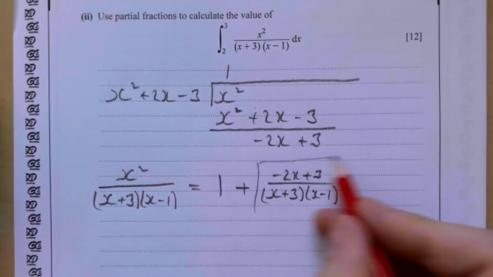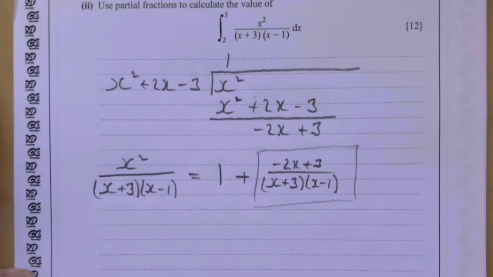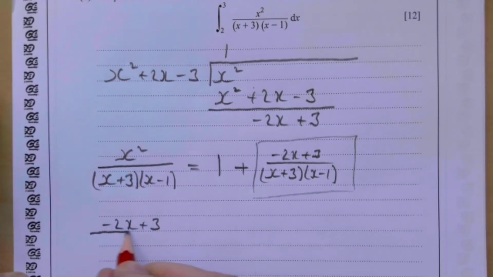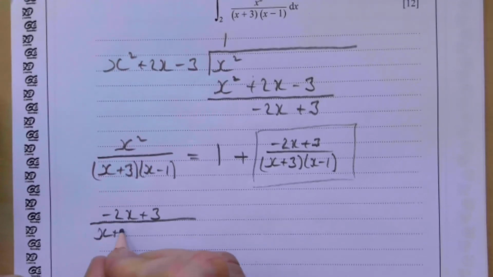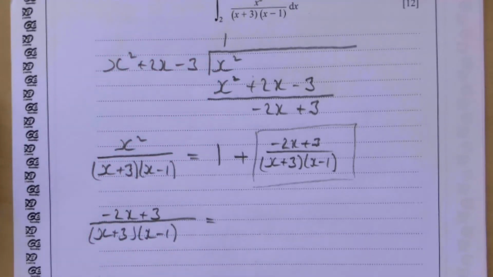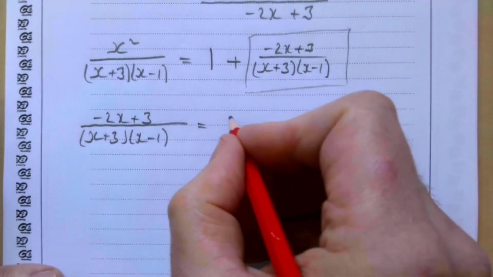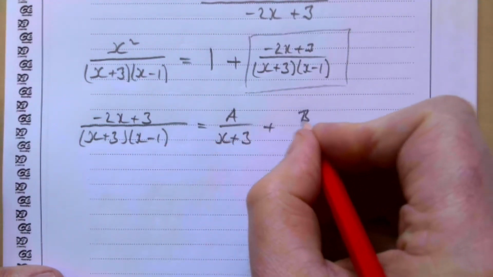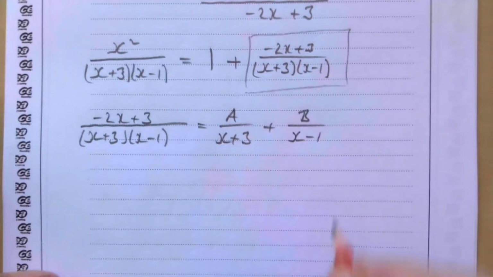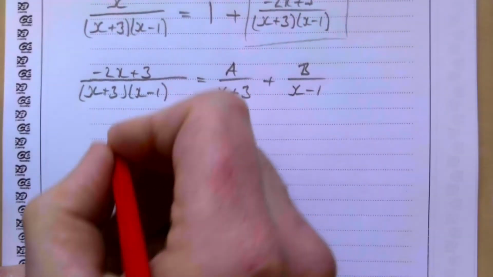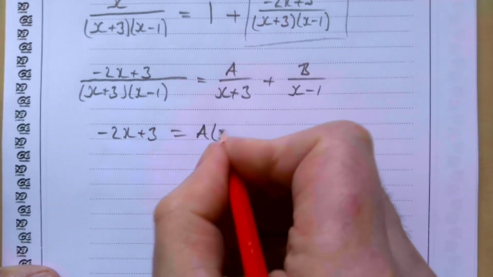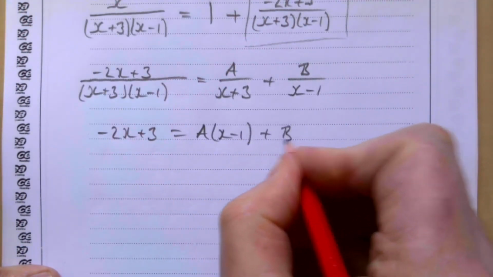So we're going to take this bit and do partial fractions for that. So minus 2x plus 3 all over x plus 3 x minus 1. It's just two linear terms, so we're going to write that as a over x plus 3 plus b over x minus 1. That gives us minus 2x plus 3 equals a upon x minus 1 plus b upon x plus 3.